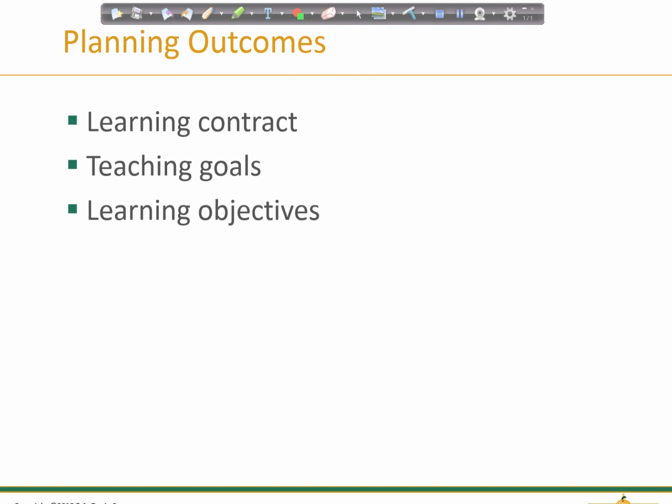Planning outcomes. So you can make a learning contract. That's just a statement of understanding between the teacher and the learner of how they're going to achieve the goals that they've set, the responsibilities of both of them. Teaching goals should be broad in scope, and really it should be talking about the final outcome. And then our objectives are specific behaviors that must be completed to accomplish a goal.